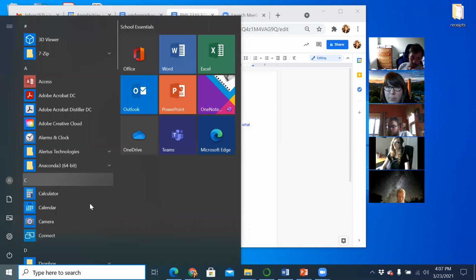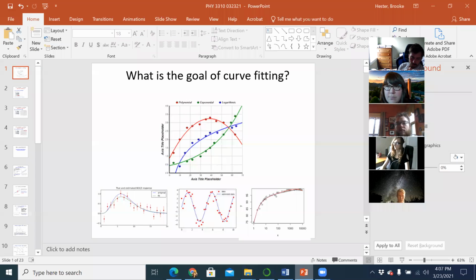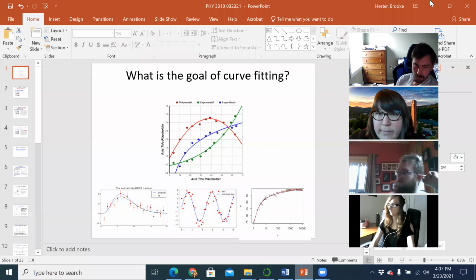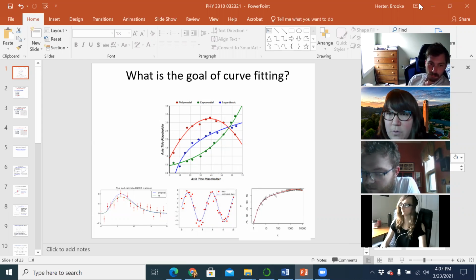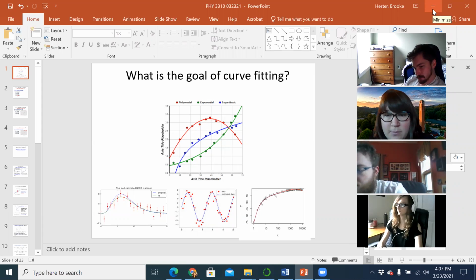I think we have a pretty good basic understanding of what curve fitting is and why we care, but we're going to go through this presentation that I've put together just in case. We're going to do some curve fitting in Python today. So if you want to do that along with me, get your Anaconda software ready.